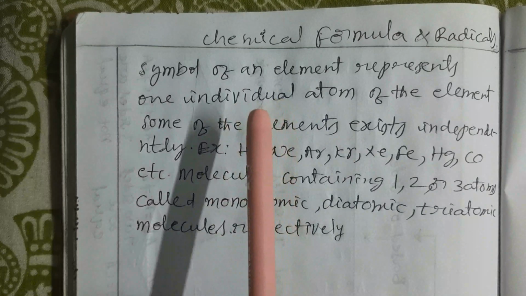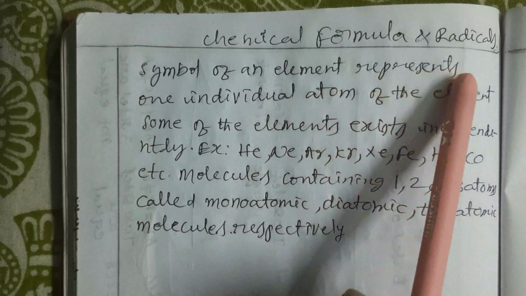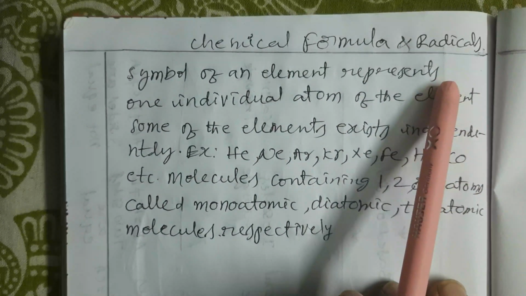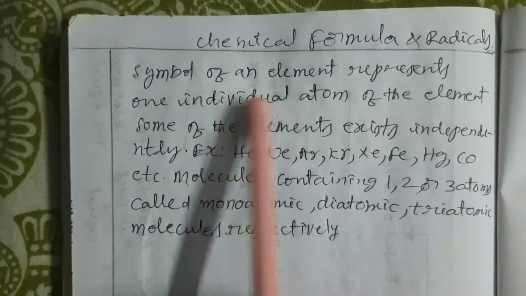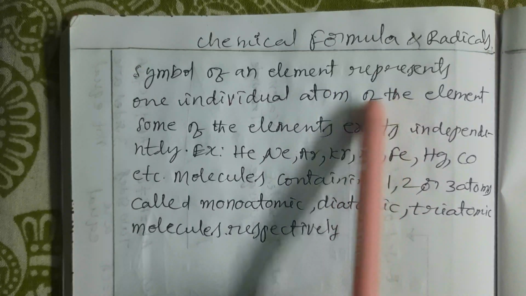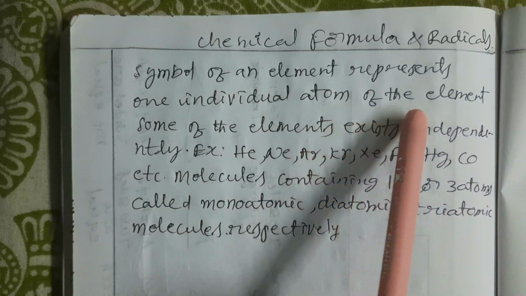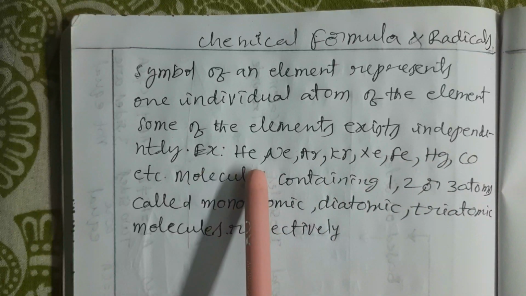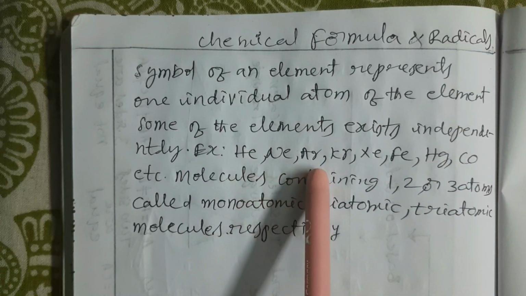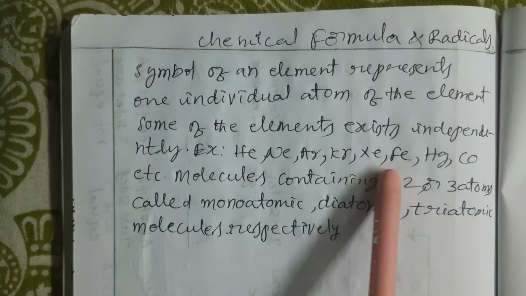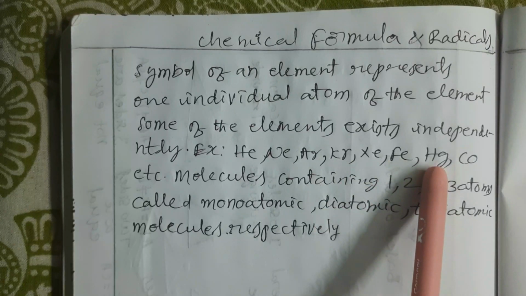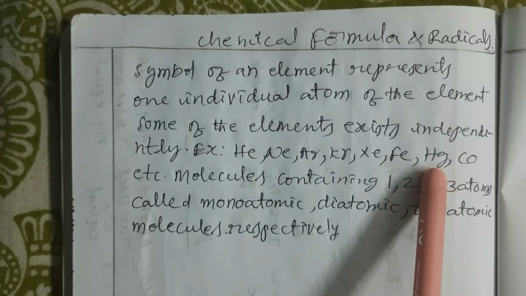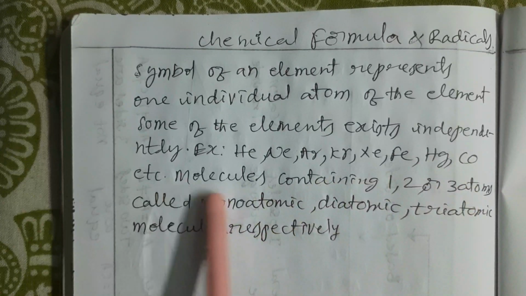Hello children, today we are going to discuss chemical formula and radicals. The symbol of an element represents one individual atom of the element. Some of the elements exist independently. Examples: helium, neon, argon, krypton, xenon, iron, mercury, cobalt. Of course, Hg here means mercury, which is a Latin name.